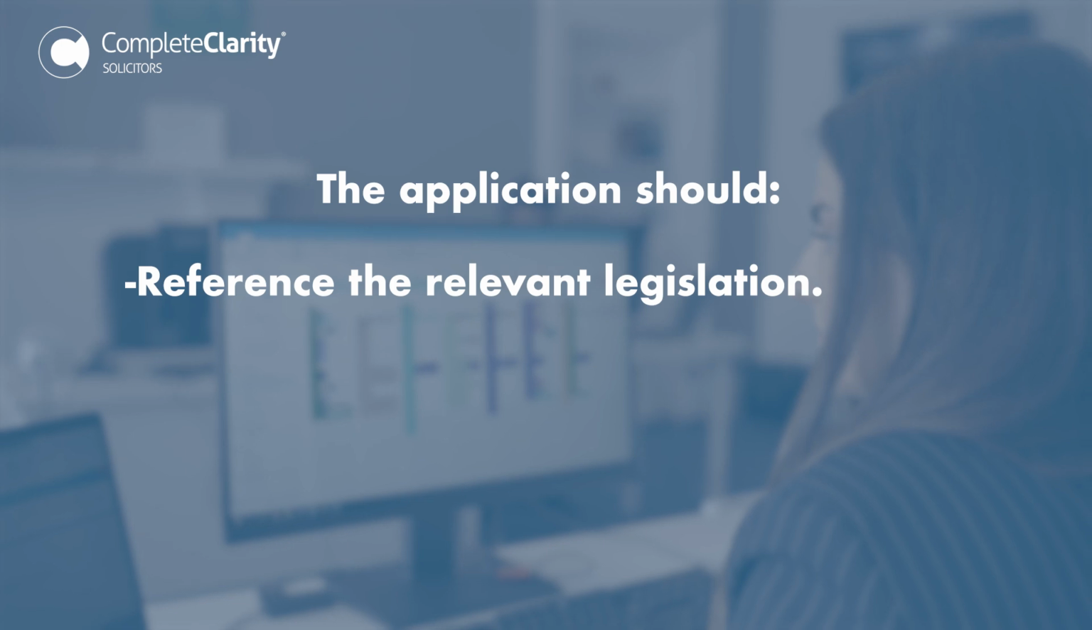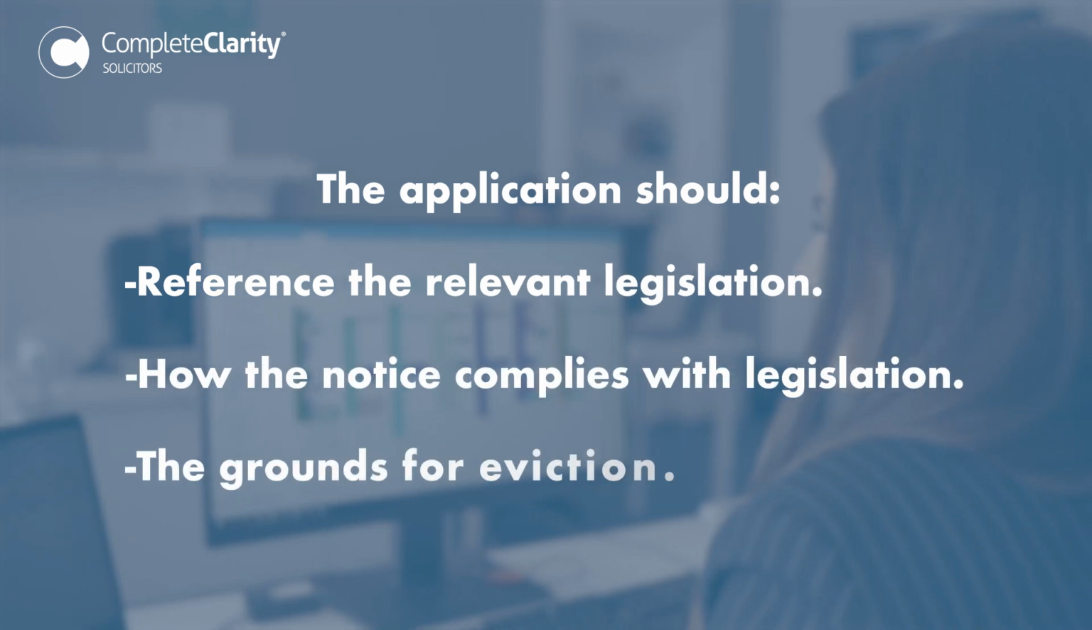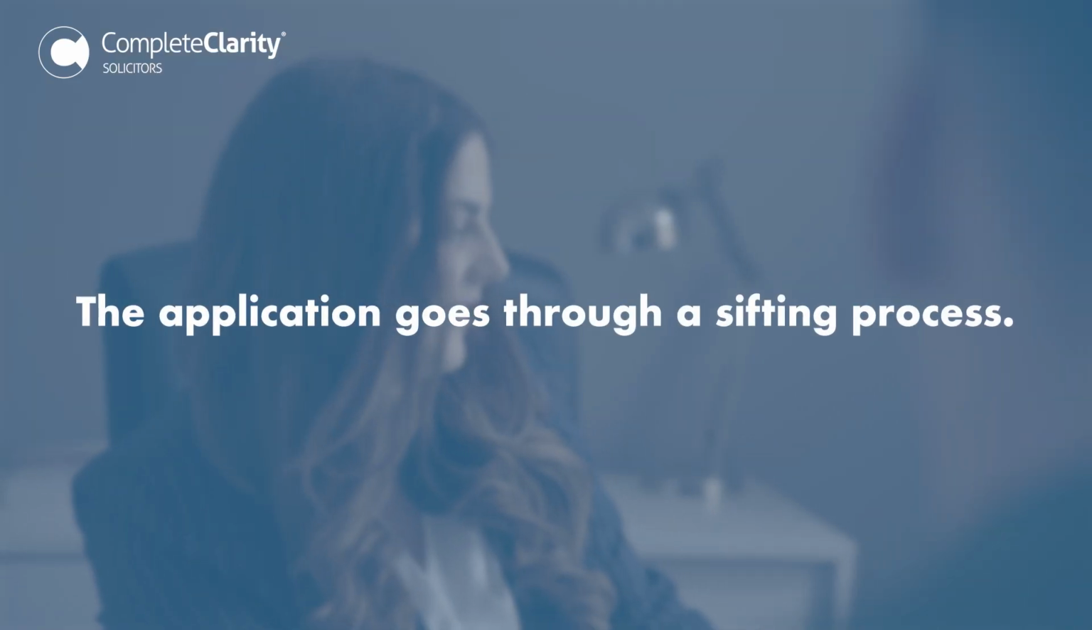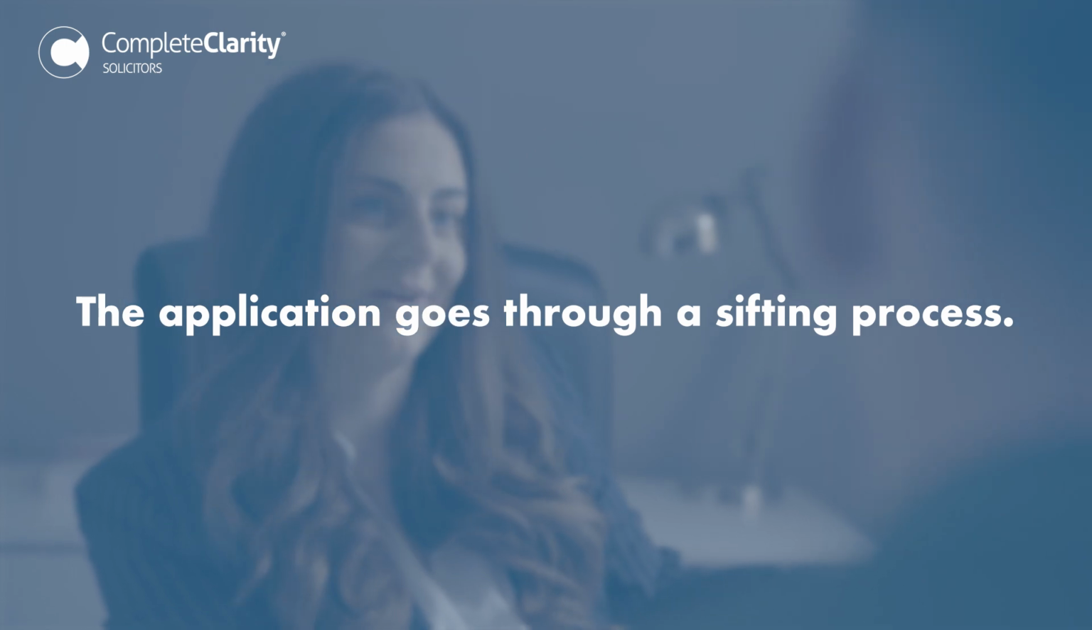The first step involves raising an application with the tribunal for eviction. The application itself should reference the relevant legislation, how the notices that you have served comply with the legislation, and your grounds for eviction. Once submitted, the application will go through a sifting process whereby the tribunal will look at the application and the supporting documents to consider whether the application is valid.